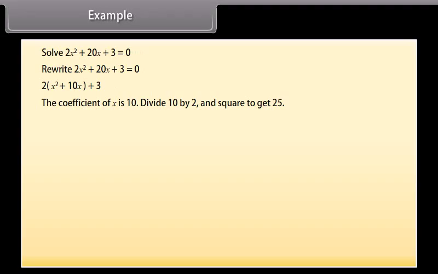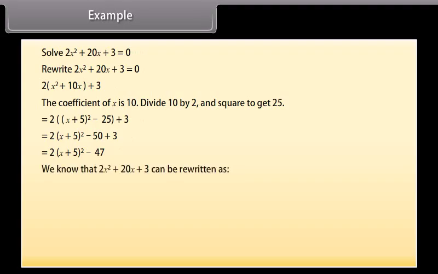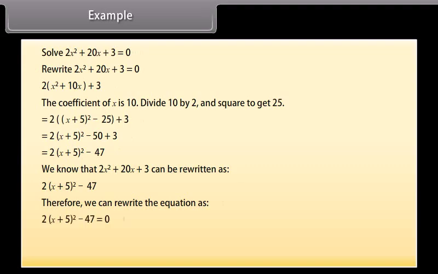Divide 10 by 2 and square to get 25. So we get 2[(x + 5)² - 25] + 3 = 2(x + 5)² - 50 + 3 = 2(x + 5)² - 47. We know that 2x² + 20x + 3 can be written as 2(x + 5)² - 47. Therefore, we can rewrite the equation as 2(x + 5)² - 47 = 0.